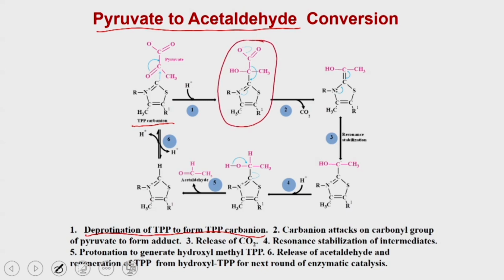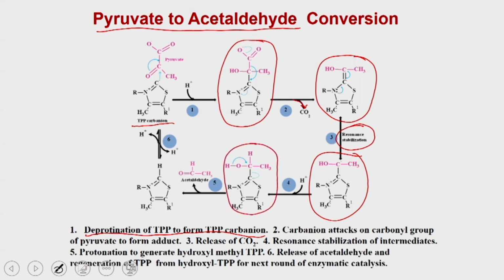Once this complex is formed, one molecule of carbon dioxide is removed, and that is how you are going to have the intermediate. This intermediate is then stabilized by resonance to generate this intermediate, and ultimately in step 4 from this intermediate you are going to have the protonation to generate the methyl derivative of the TPP, and at the end the acetaldehyde is generated.